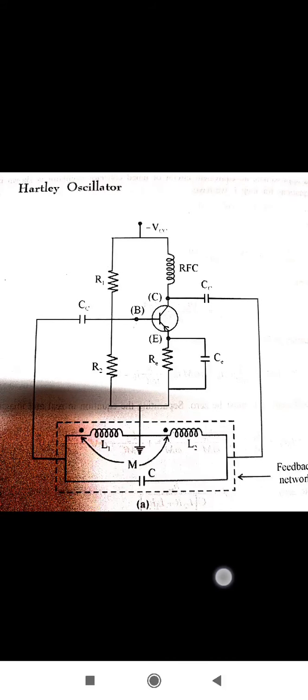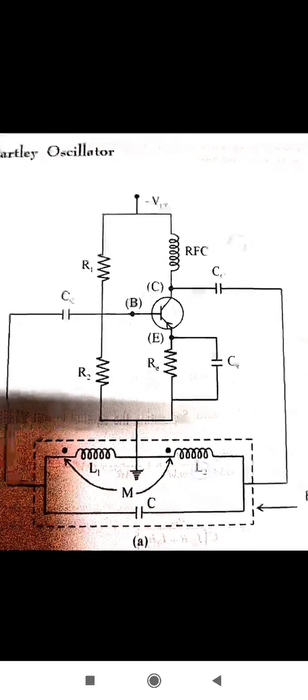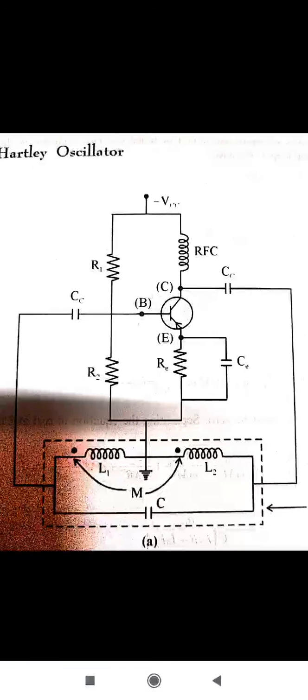So, the Hartley oscillator. In this oscillator, we provide resistive biasing, that is voltage divider biasing, with resistors R1 and R2. Here RFC denotes the radio frequency choke coil. The work of this choke coil is to provide direct current to the collector of the transistor, but it avoids the high frequency AC currents.